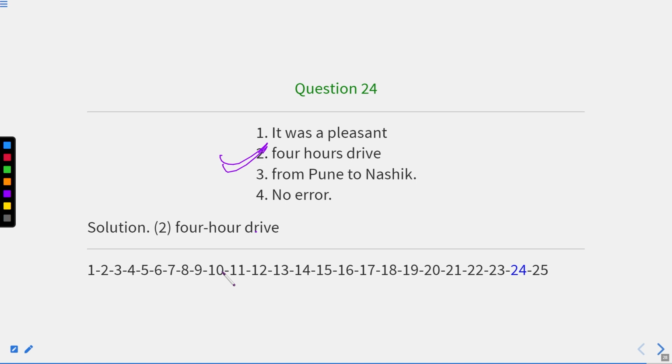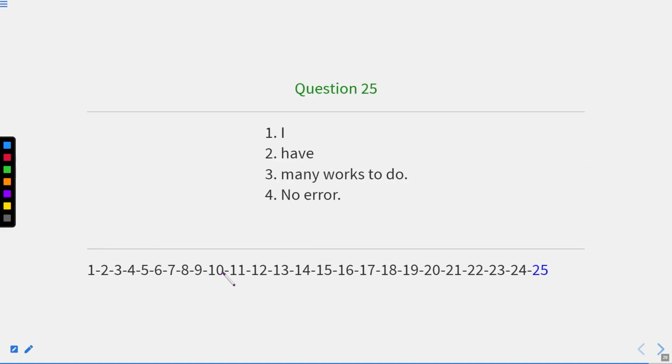For example, I can say 500 rupee note. I cannot say 500 rupee notes. No, 500 rupee note. Or 5-year-old boy. I cannot say 5 years old boy. No, that will be incorrect. I have many works to do.